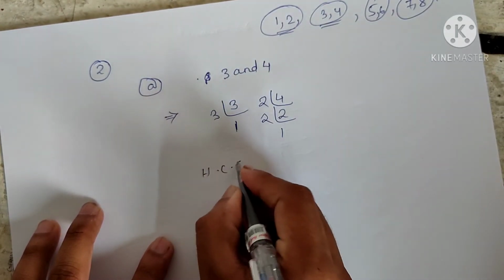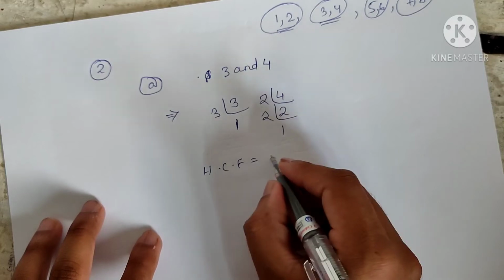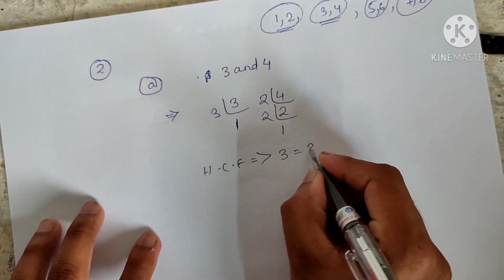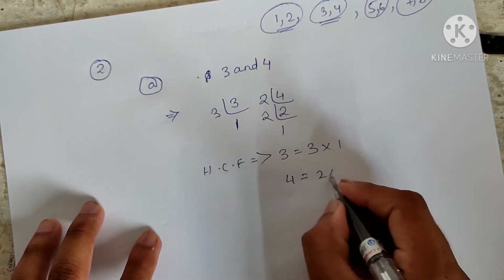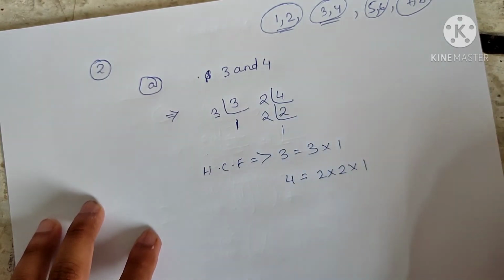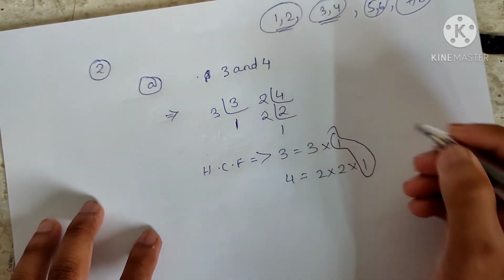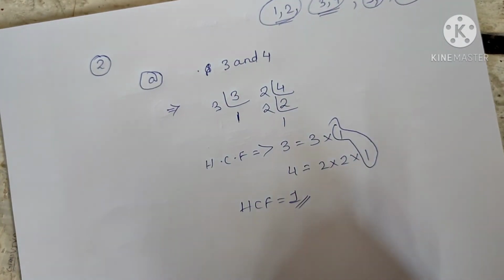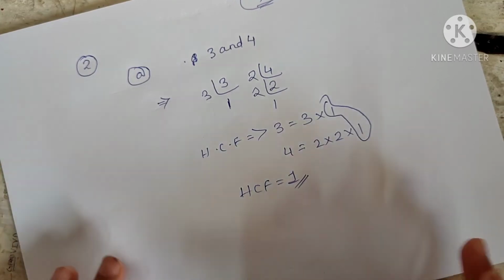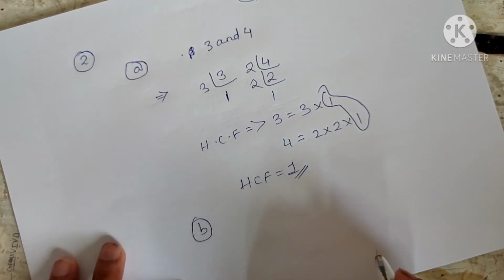So what is the HCF? For 3 you can write 3 into 1. And for 4 you can write 2 into 2 into 1. If you see, only 1 is common between them, isn't it? So the HCF, finally, the answer is 1. Okay, very easy, simple.